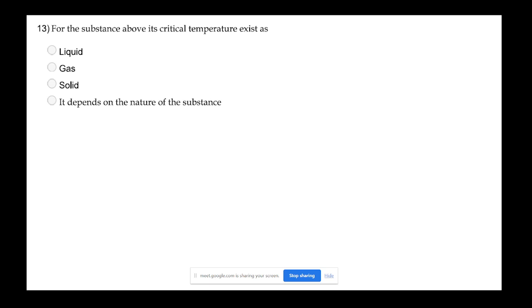For a substance above its critical temperature, it exists as, so as I mentioned, critical temperature is the temperature above which there is no effect of pressure. Irrespective of what pressure you apply, you are not able to liquefy that substance. So it will remain in gaseous form. So gas is the correct answer.